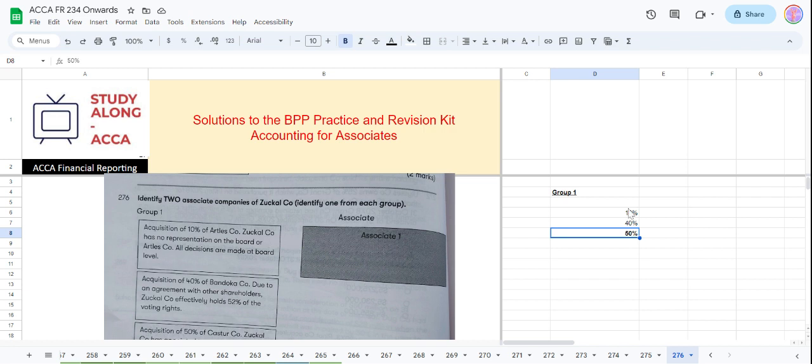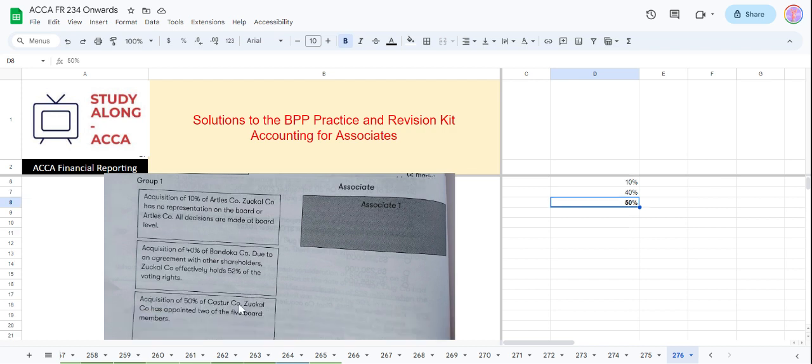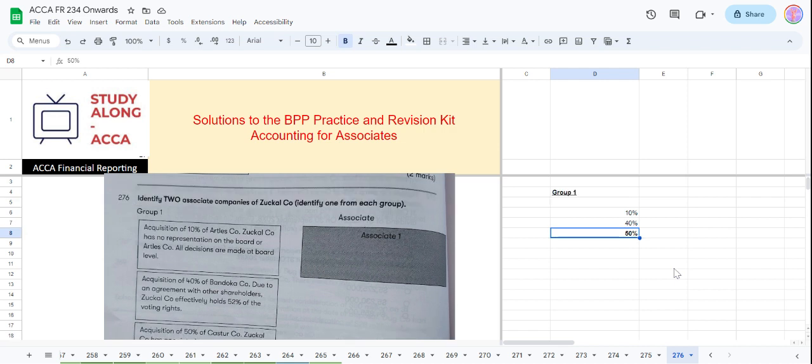Because if you can see in this 10% scenario, all decisions were made by G company at board level, and the second also they have the 52% of the voting rights. That also means that they are in the decision making capacity. Only the third scenario, even if they have bigger shareholding, still the three board of directors are independent, only two are theirs, so they do not have the decision making capacity. So this third one will be the answer.